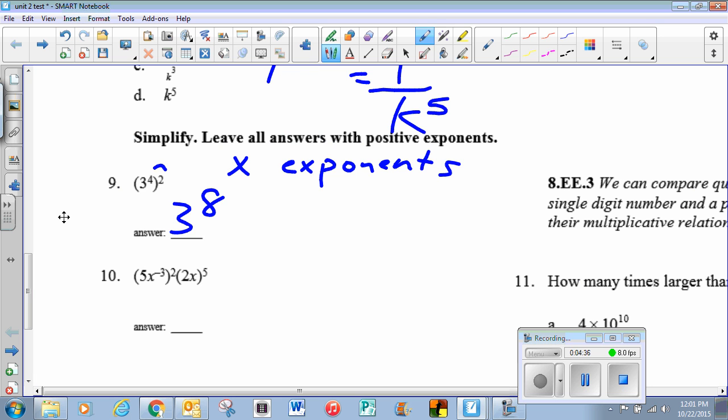Add a 1. Very good, Brian. We put a 1. Okay? Because then I know that when I multiply, 2 times 1 is 2. 2 times negative 3 is negative 6. 5 times 1 is 5. And 5 times 1 is 5. Now I'm going to do a little simplifying.